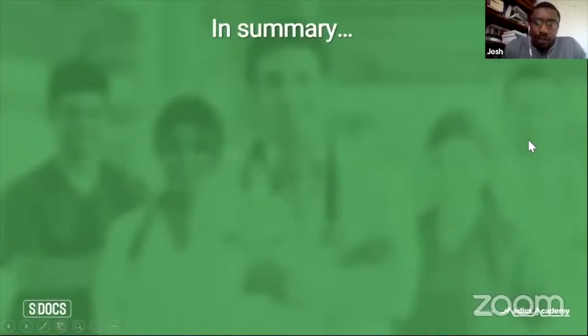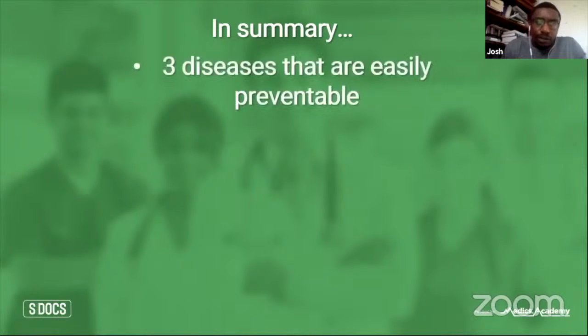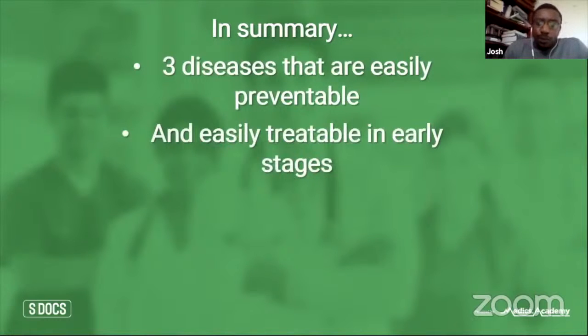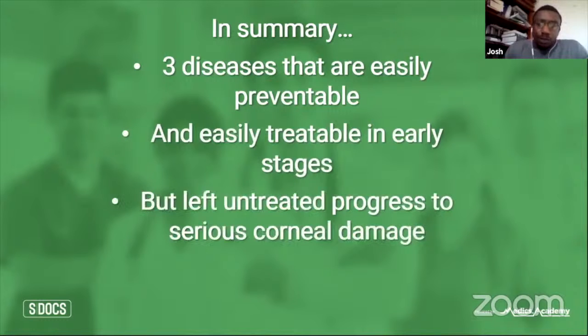And so in summary, what have we looked at? We've looked at 3 diseases that are easily preventable. They're easily treatable in the early stages. But left untreated, they can progress to serious corneal damage. We've seen with all 3 that when they're not treated, they're not prevented, they progress to corneal damage, corneal opacity.